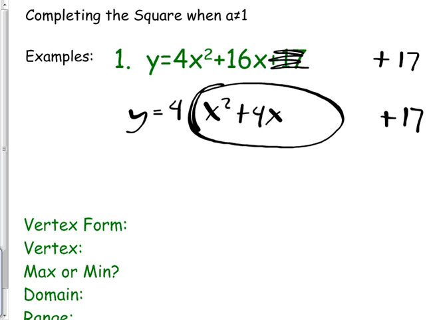So I need help from a little German boy. Half and square. Half 4 is 2. 2 squared is 4. Plus 4. And if I put a plus 4 there, I put a minus 4 here. But there's a little complication now.